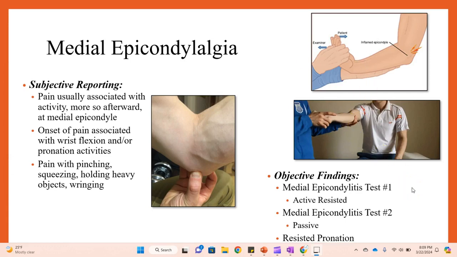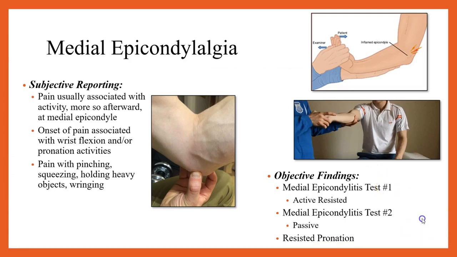The tests here are very similar to the lateral epicondylalgia tests. You can see there's a resisted test, which would be medial epicondylitis test 1, resisting wrist flexion in a supinated position. You can also see that there's a passive test where we take this person's wrist into wrist extension. I don't know if you can see me on the video, wrist extension. So we're stretching those tissues passively. And then finally, a resisted pronation test, kind of like an arm wrestling test, seeing if we can elicit pain there.